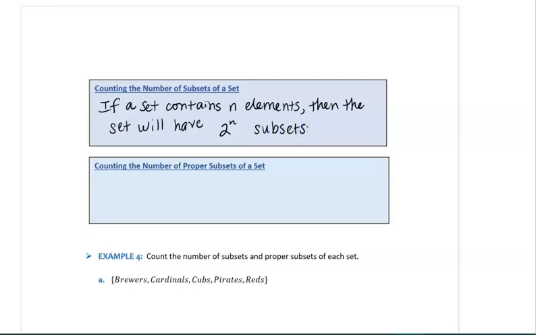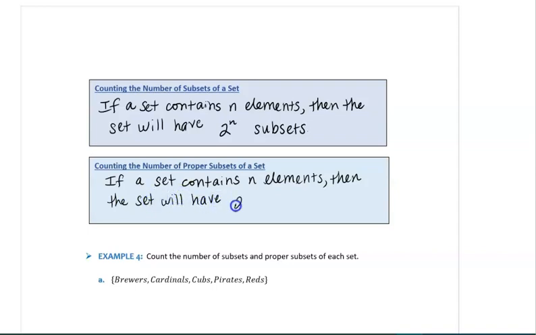And we can use this to count the number of proper subsets of a set. If a set contains n elements, then the set will have 1 less, so 2 to the n minus 1 proper subsets, as we just saw above.